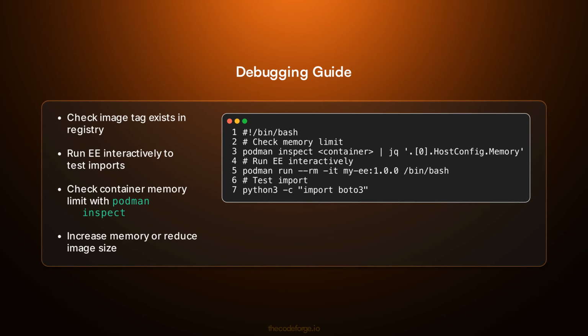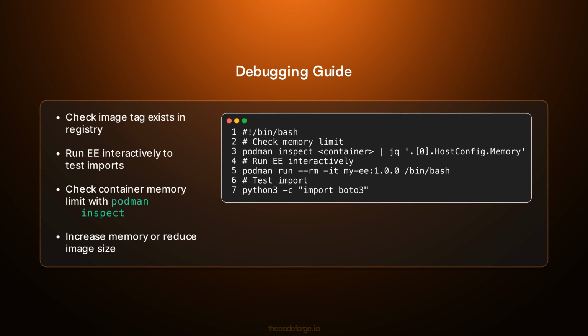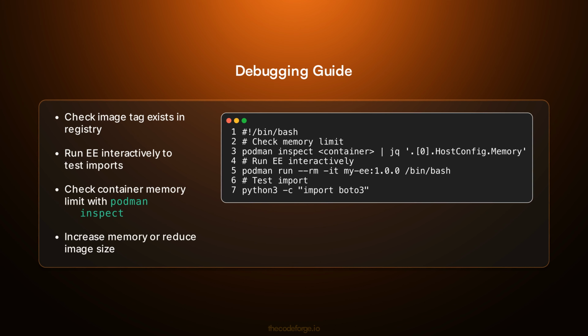Here's a systematic debug guide. First, verify the image tag exists. If a module is missing, run the EE interactively and test the import. For OOM errors, check the container memory limit with podman inspect and increase it or reduce the image size.